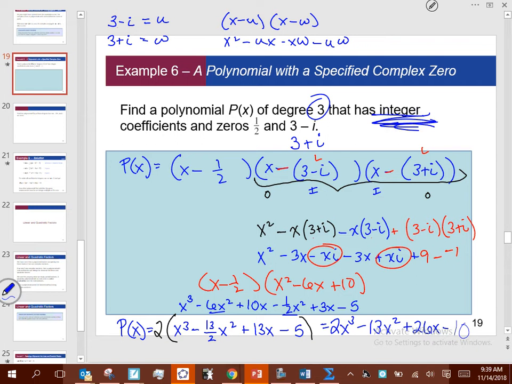So what I would do on a test, because you can still multiply by 4, 6, 8, whatever, or by a negative, is say: find a polynomial P of x of degree 3 that has the smallest possible integer coefficients. Does that make sense? When I say smallest possible, it means you have to multiply by 2, correct? Now some people say, well, I can multiply by 2 or negative 2.